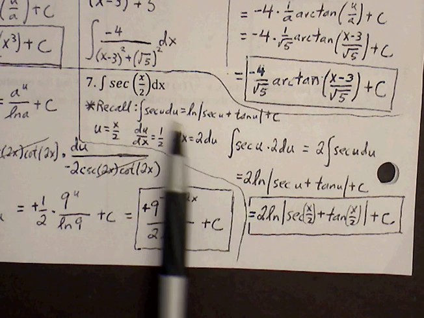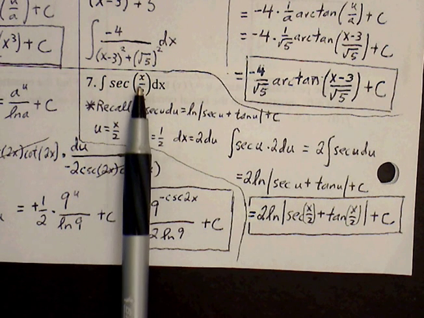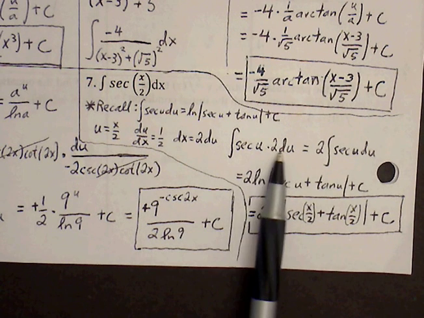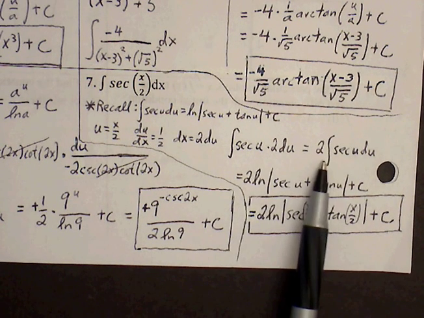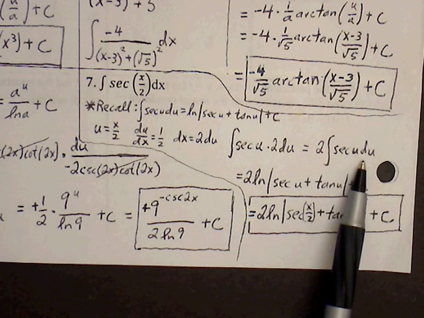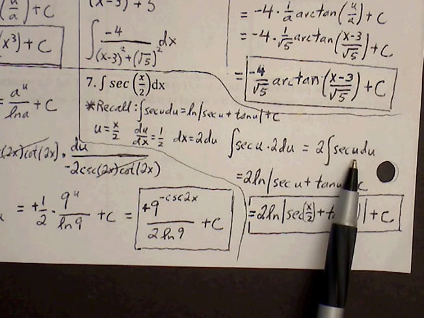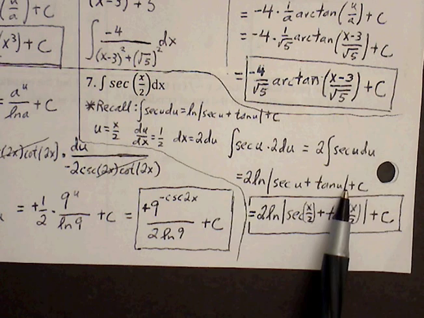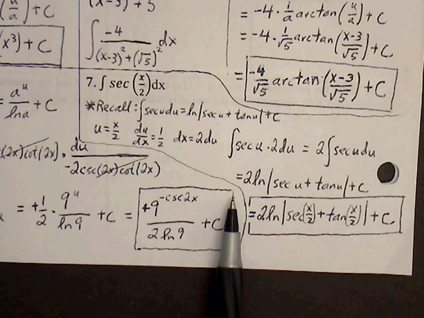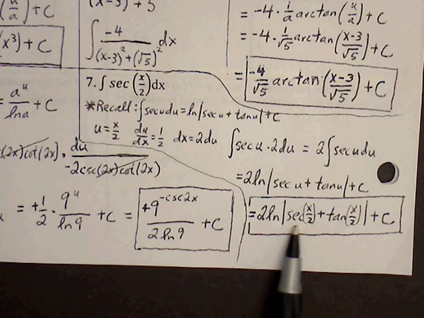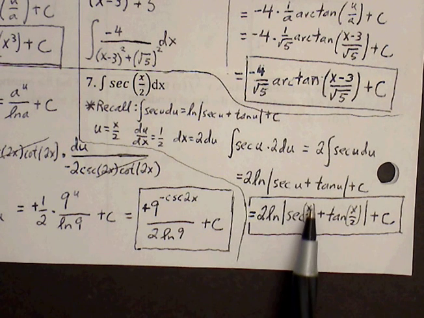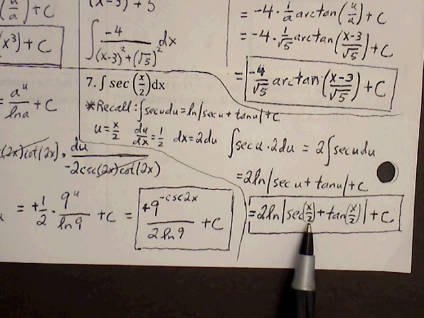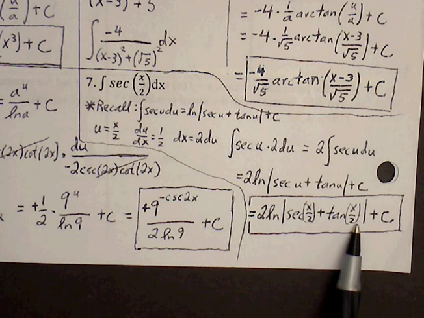We make our substitutions. Secant x over 2 gets replaced with u. dx gets replaced with 2 du. And we can pull that 2 in front as a coefficient. So 2 times integral of secant of u du. And now we simply apply the rule. So secant of u becomes natural log of secant of u plus tangent of u plus c. We have to keep that coefficient. And then finally, replace our u value in terms of x. So u gets replaced with x over 2. We get 2 natural log of the absolute value of secant of x over 2 plus tangent of x over 2 plus c.